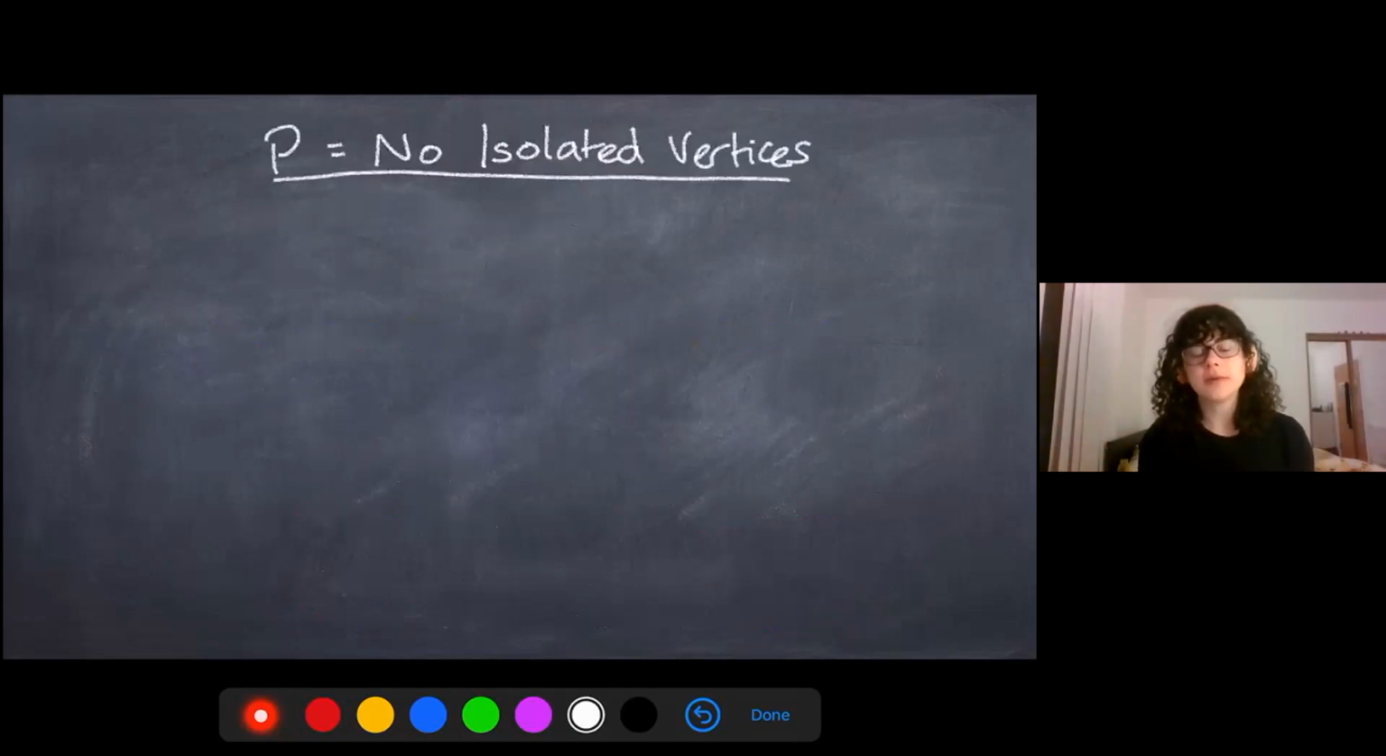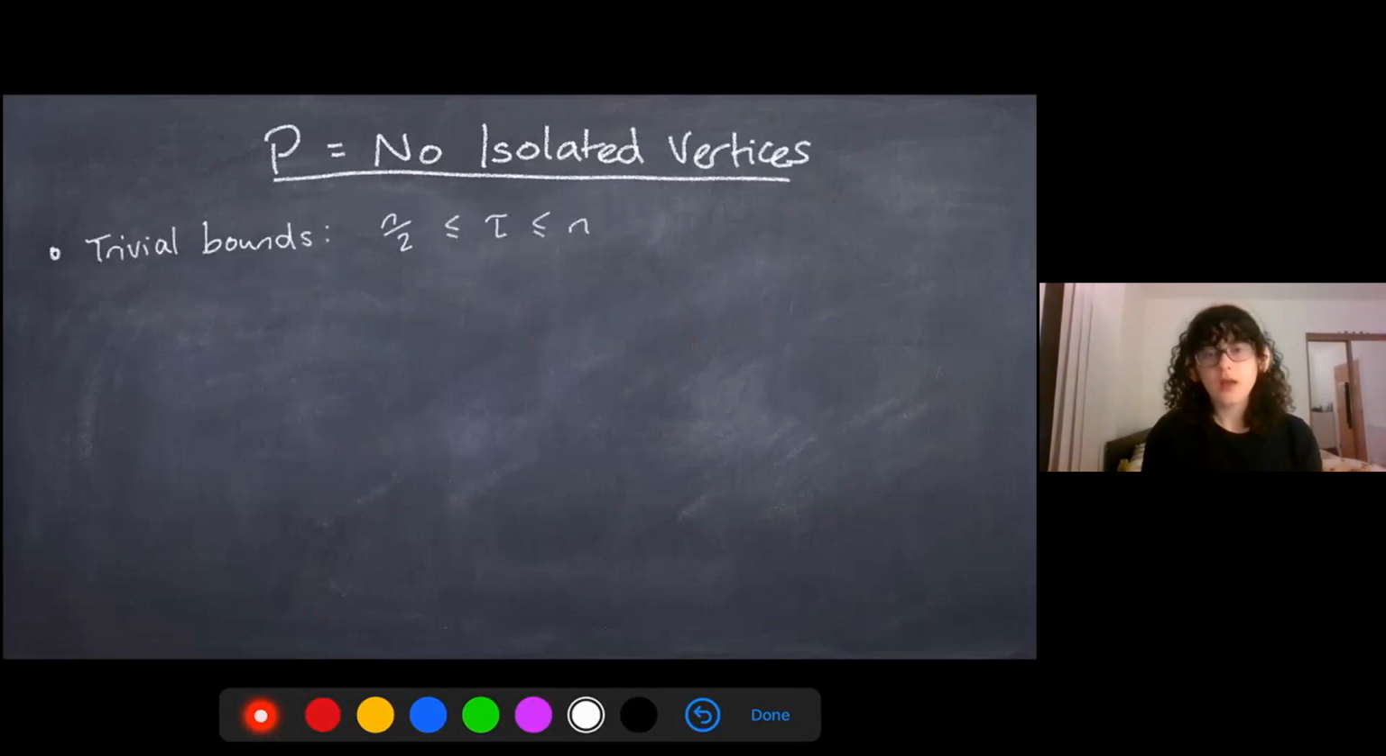So suppose the property we were looking at is no isolated vertices. So the player is trying to force the graph to have no isolated vertices. So if we have some trivial bounds, if you have fewer than n over 2 edges, so if the time is fewer than n over 2 steps, you definitely will have some isolated vertices. You just can't cover them all. So that's the trivial lower bound on the threshold.